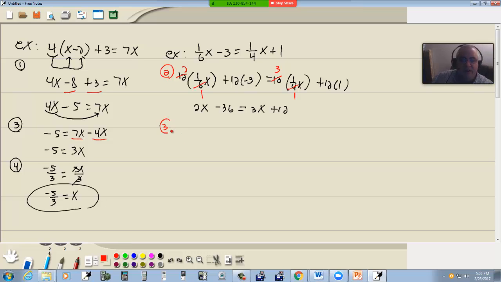Step 3. Get everything with an x on one side, numbers on the other. I'm going to take the 3x over the left side on this one because I want to demonstrate something. I'll take negative 36 over to the other side. Again, when you take anything across your equals, your sign changes. The positive 3x becomes a negative 3x, and the negative 36 becomes a positive 36. Combine like terms. 2x minus 3x is negative 1x, or negative x. 12 plus 36 is 48.